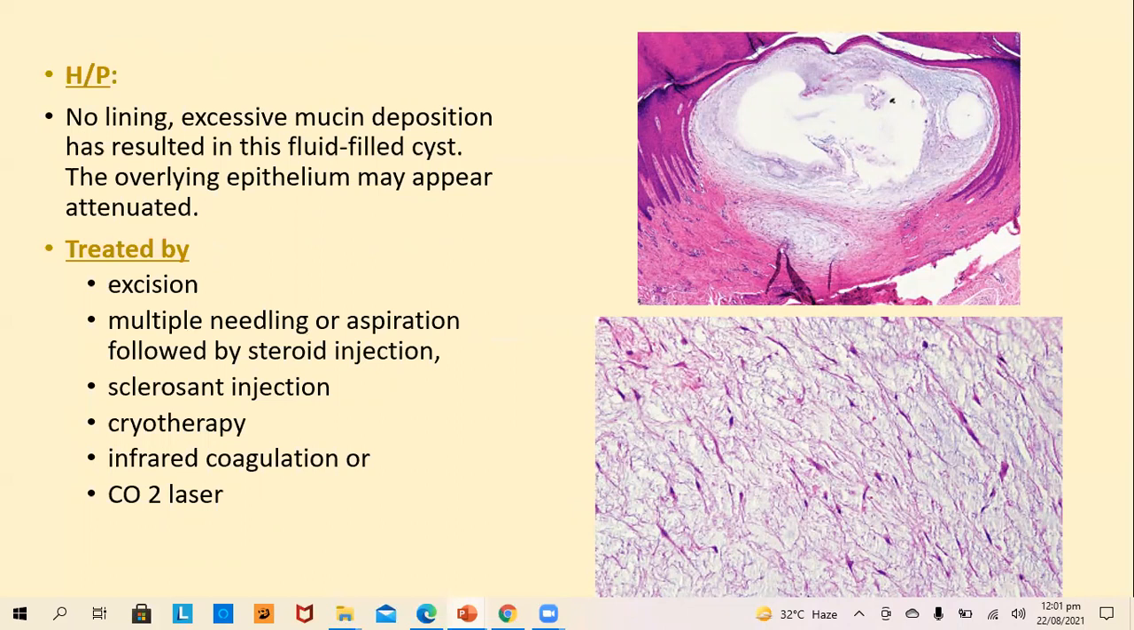Overlying epidermis appears attenuated. Treatment is by excision, by multiple needling or aspiration, followed by steroid injection, sclerosant injection, chemotherapy, infrared coagulation, or carbon dioxide laser.